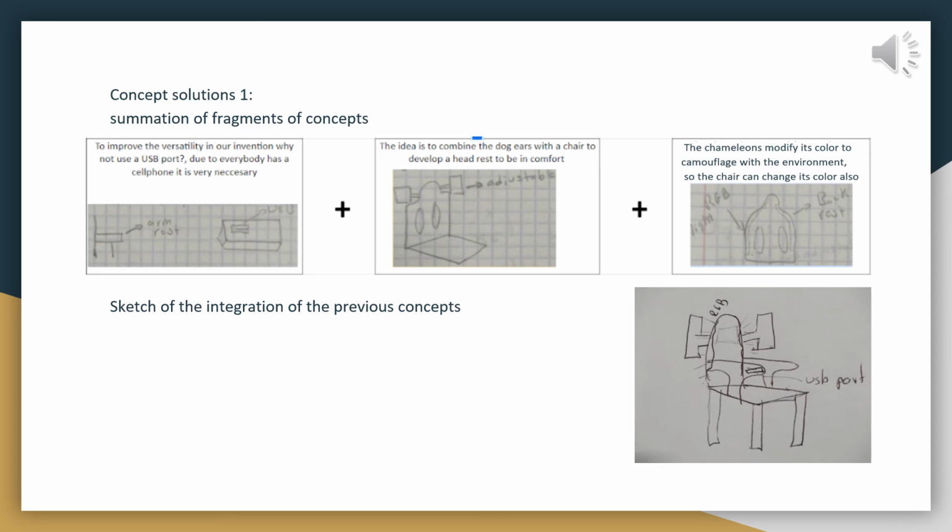To improve the versatility in our invention, we used a USB port, and then we combined the dog ears with a chair. And also the chameleons modify their color to camouflage with the environment, so the chair can change its color. And finally, we show a sketch of the integration of the previous concepts.